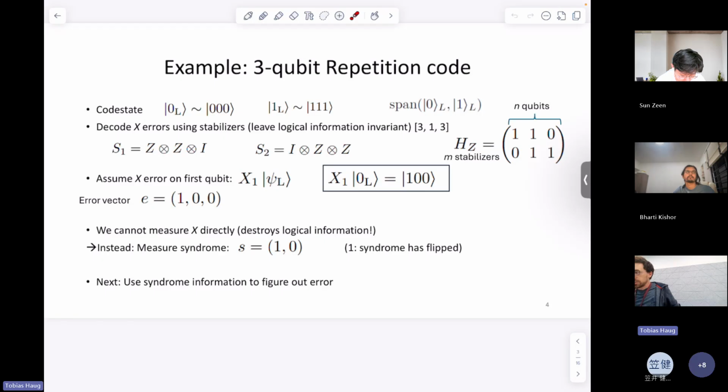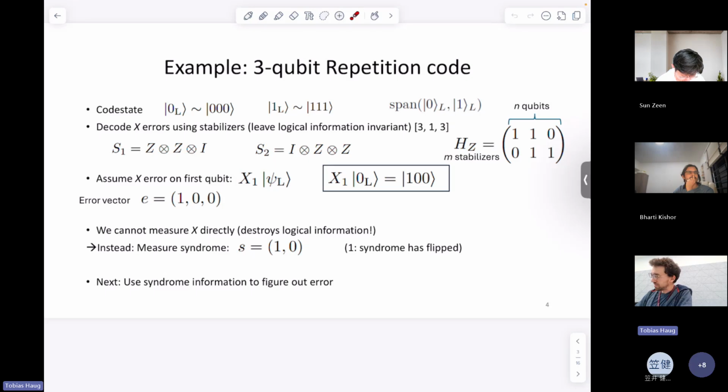For the full code, we also need our stabilizers, the stabilizers that check for errors. For this code, the stabilizers are simply parity checks. The first stabilizer is checking the Z parity of the first 2 qubits, and the second stabilizer is checking the parity of the last 2 qubits. You can write this conveniently in the form of a parity check matrix.